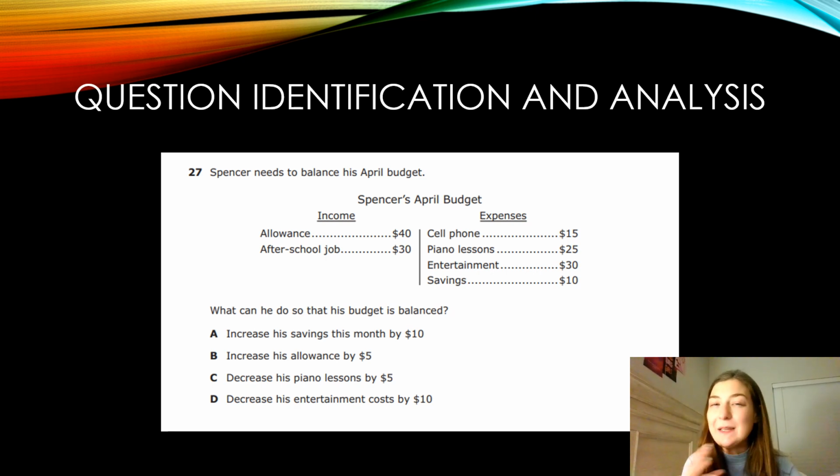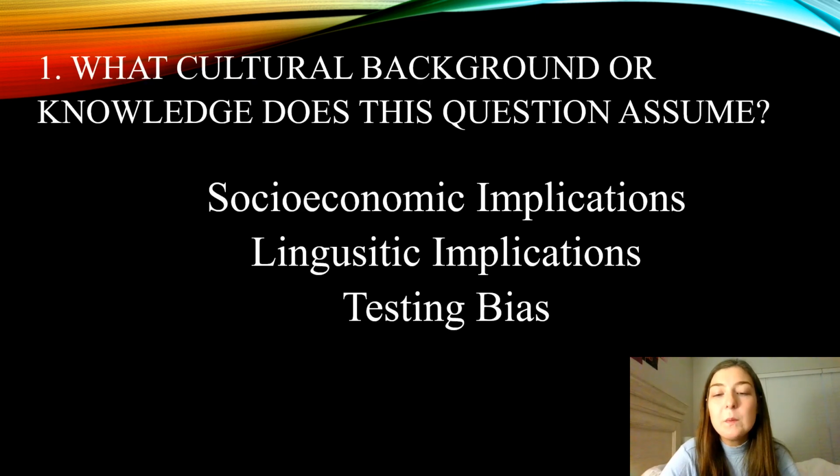I'm going to dive a little bit further into why this question is a bit problematic, especially for English learners. So this question makes several assumptions regarding cultural background and or knowledge. The first being socioeconomic implications. This question assumes that students have the cultural background of being in a family or an environment where the financial liberty of giving a student an allowance is present. While this may be true for some families, it is certainly not true for all.